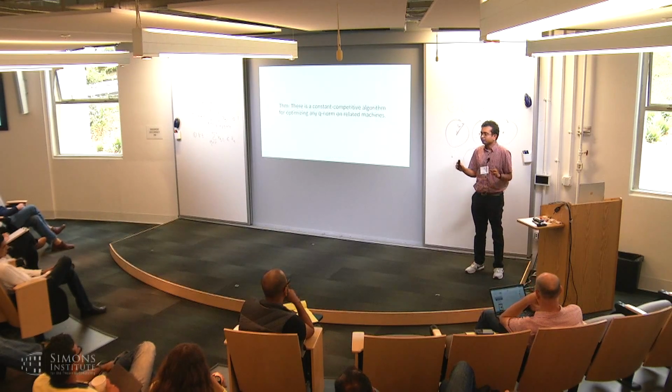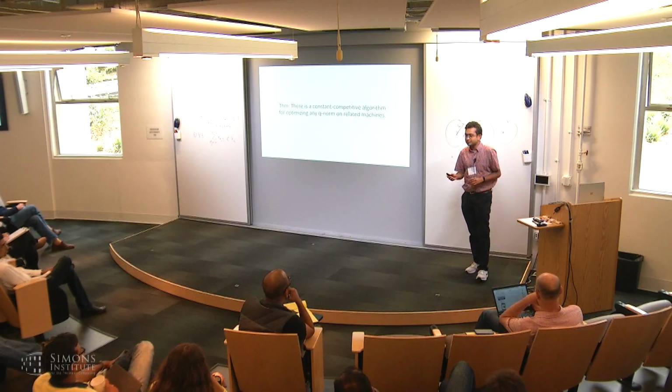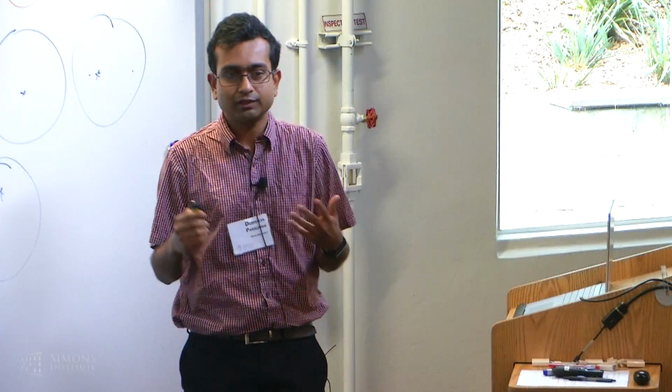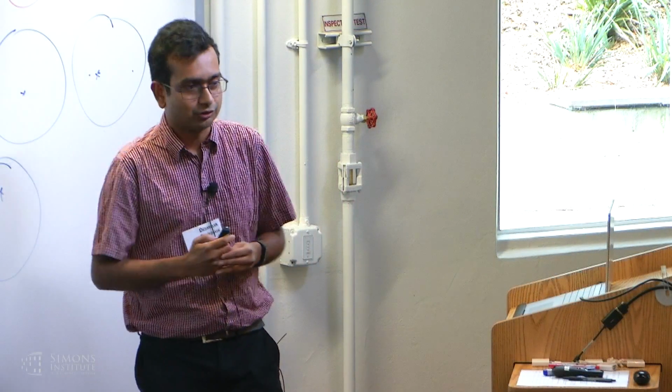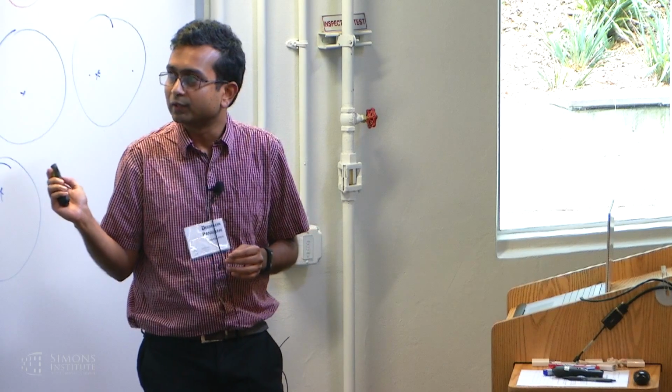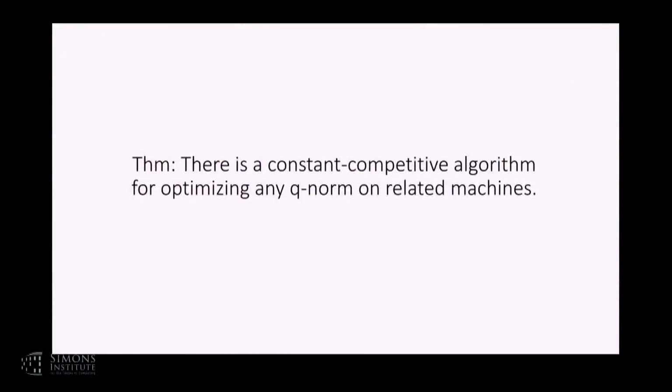All right. So the main result that I'm going to talk about is indeed that there exists a constant competitive algorithm for scheduling jobs on related machines, and as I just stated, this algorithm will be cognizant of the norm I'm trying to optimize. So it will take the norm into account. If you are optimizing the L2 norm, it will use the fact that you are optimizing it.